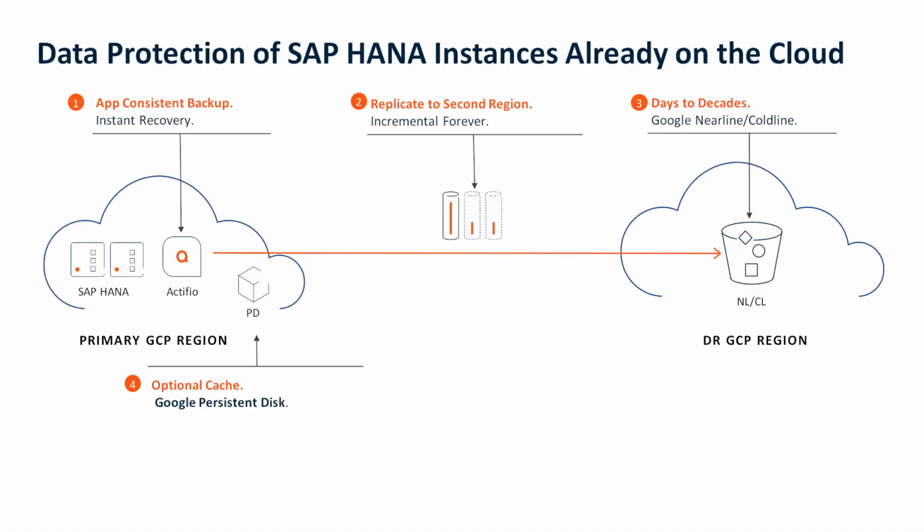Actifio mounts the point-in-time backup image, which is in native HANA data format, to the recovery server and recovers the database within minutes. This can be done from Google Persistent Disk as well as nearline or cold line storage, which really helps you further lower your TCO.